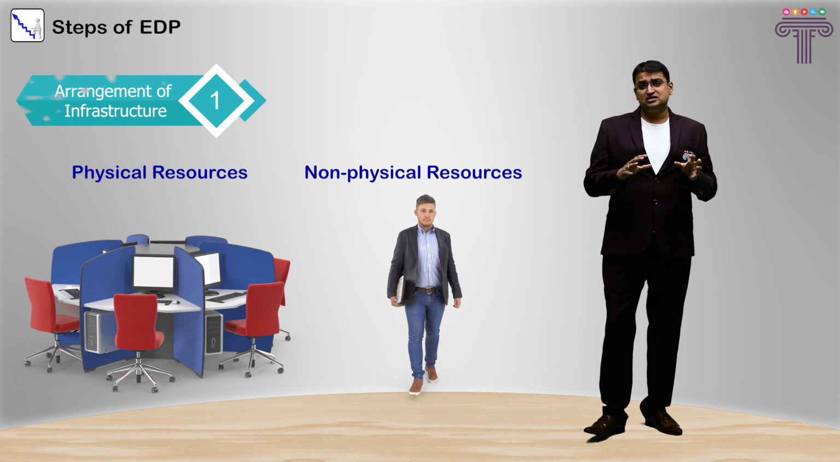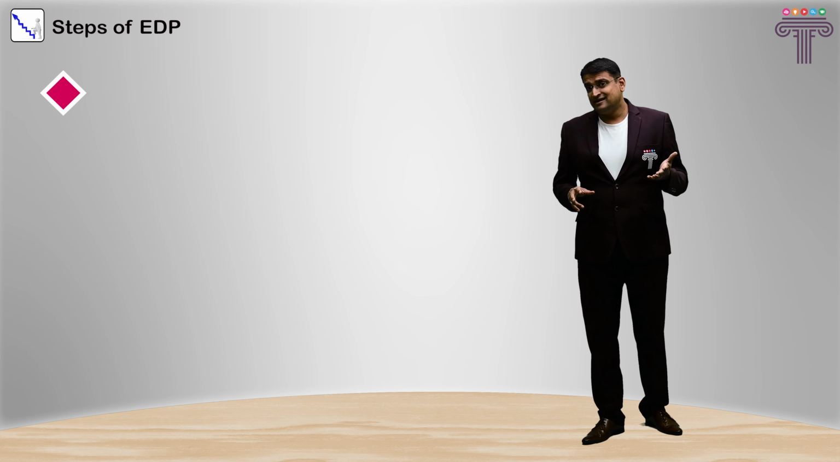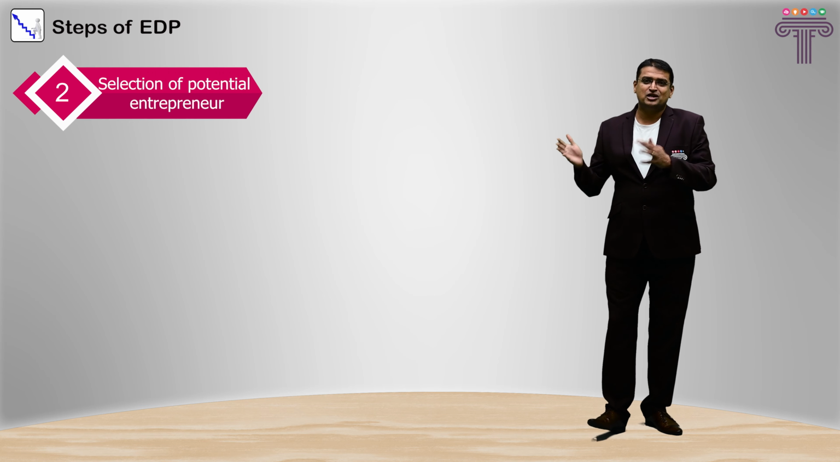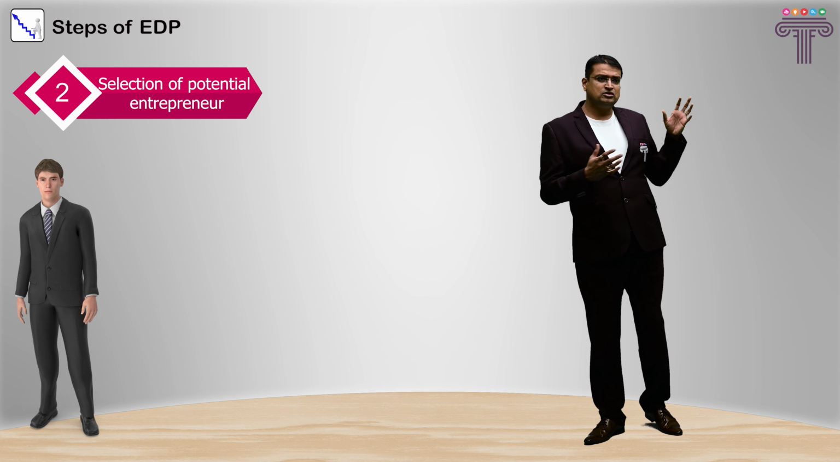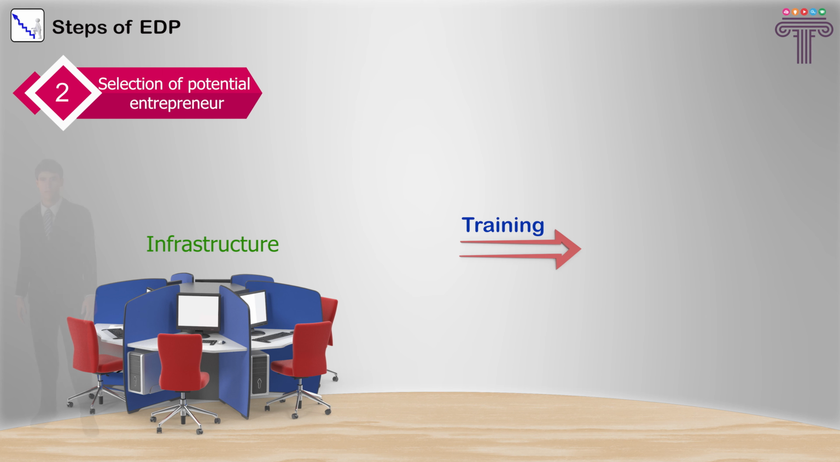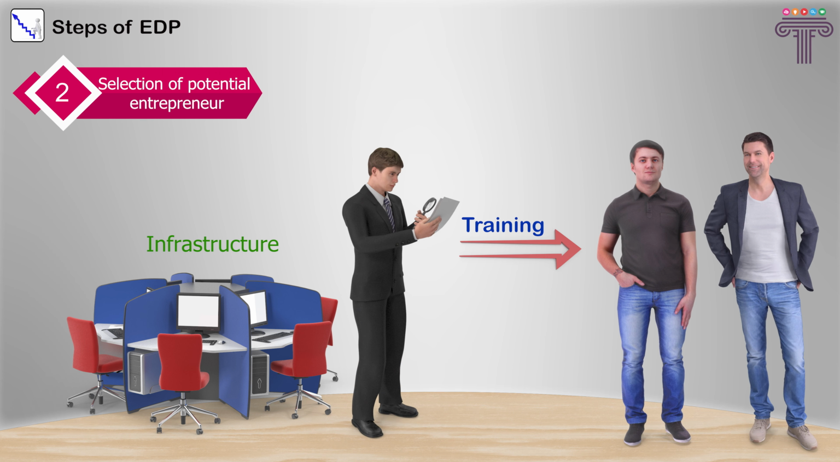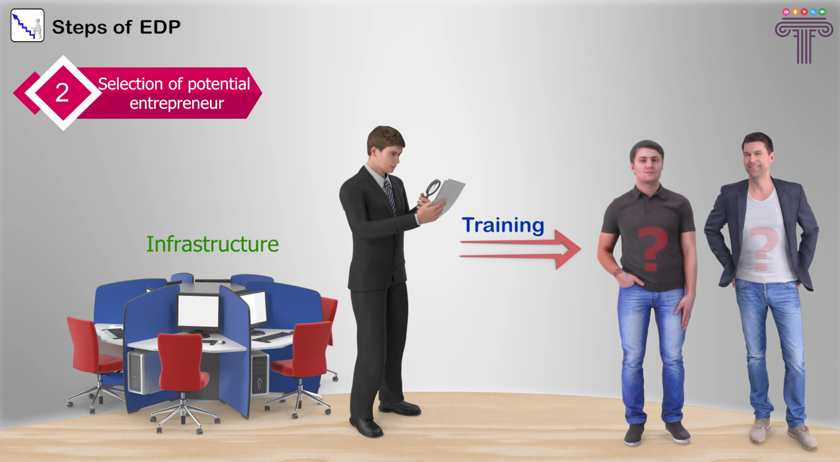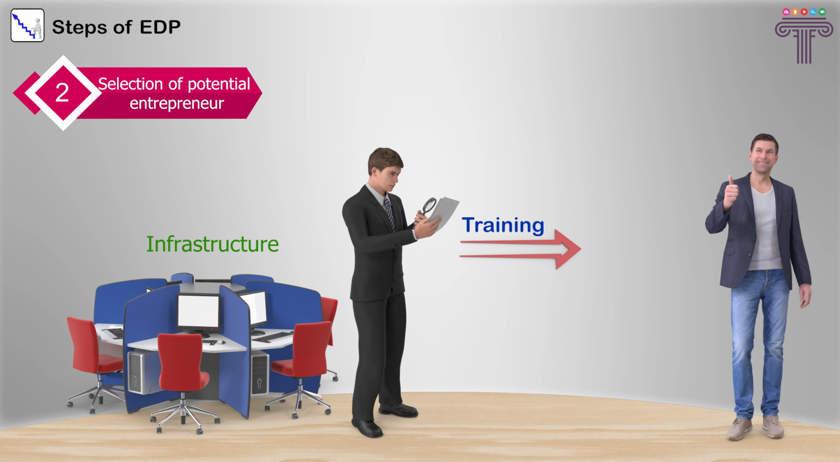Once the arrangement is done, what do you do? Now, whom to train? So yes, selection of potential entrepreneurs. Then what do you do? Since now I have infrastructure, I have this setup by which I can do training, I go to the market, to the people, and try to identify people who can become potential entrepreneurs. We'll try to identify people with entrepreneurial traits. They are ready to take challenges, work hard and they're motivated. Right? And once we identify them, we select them for training. So the second step is selection of potential entrepreneurs.